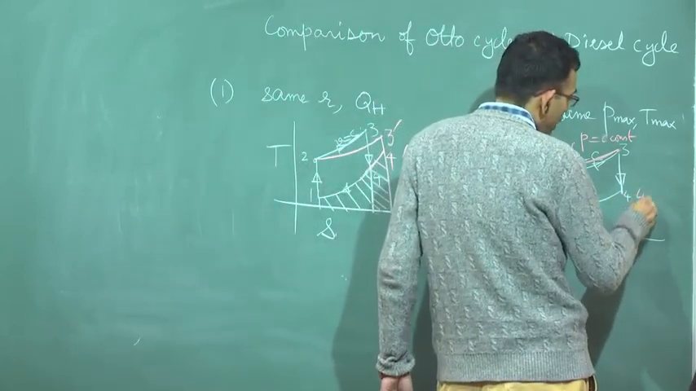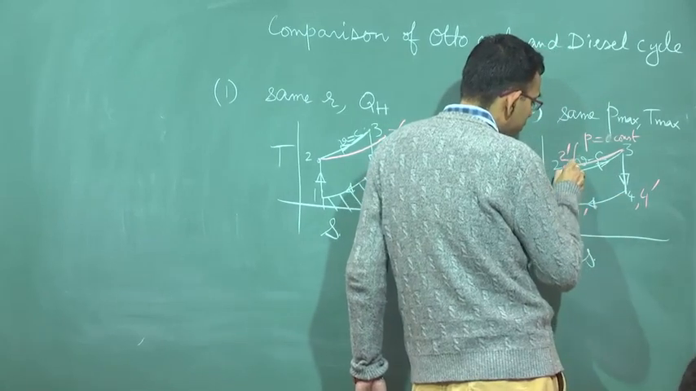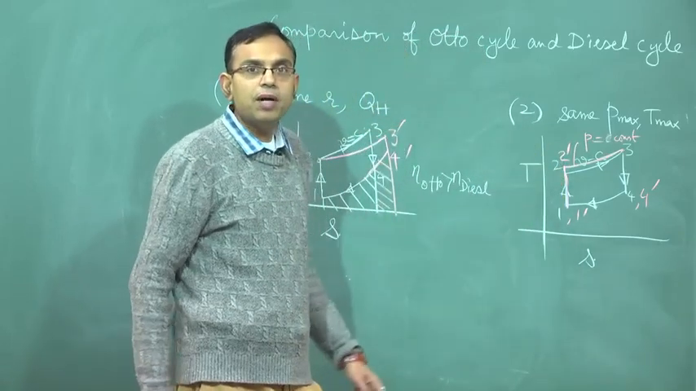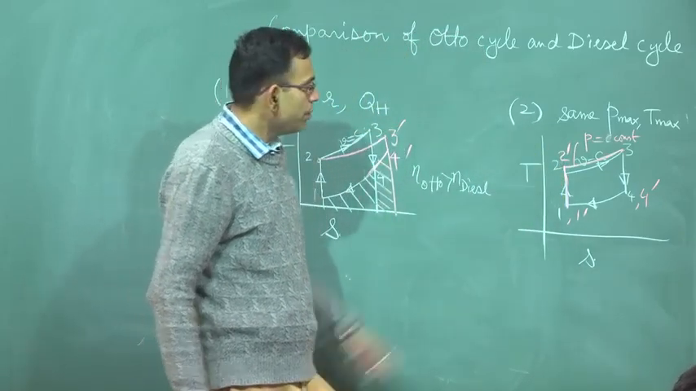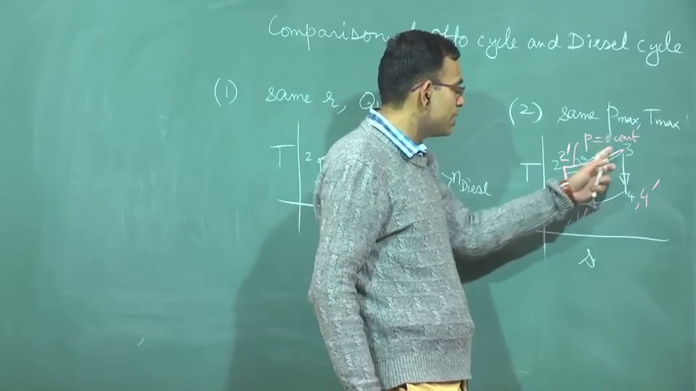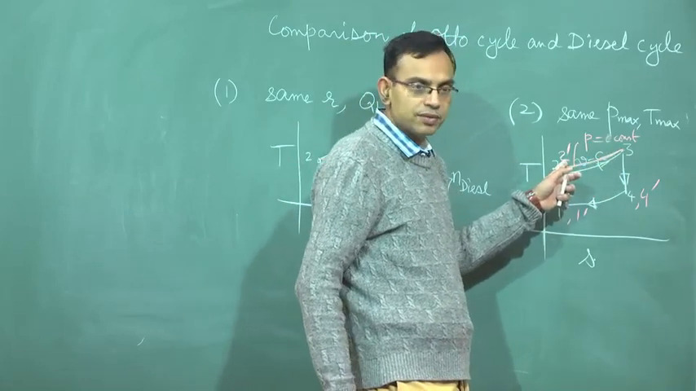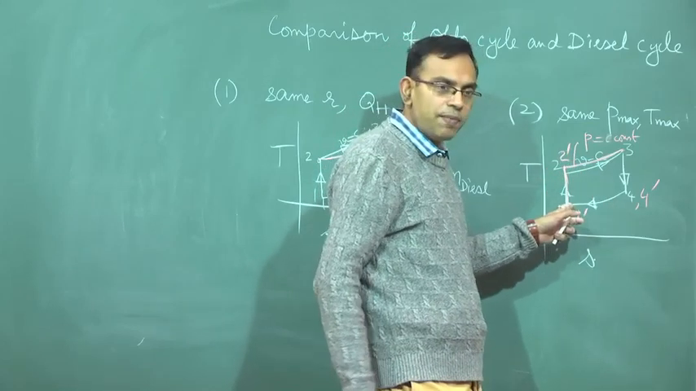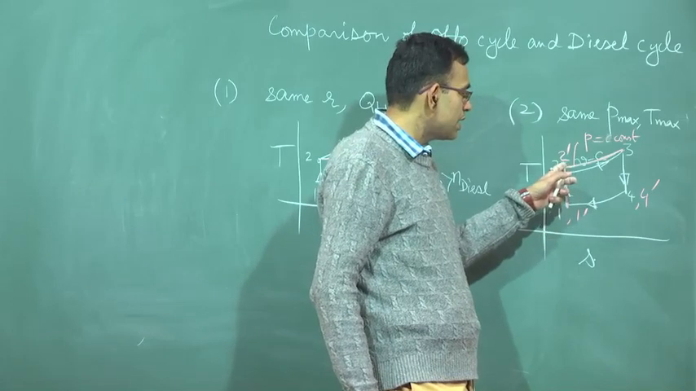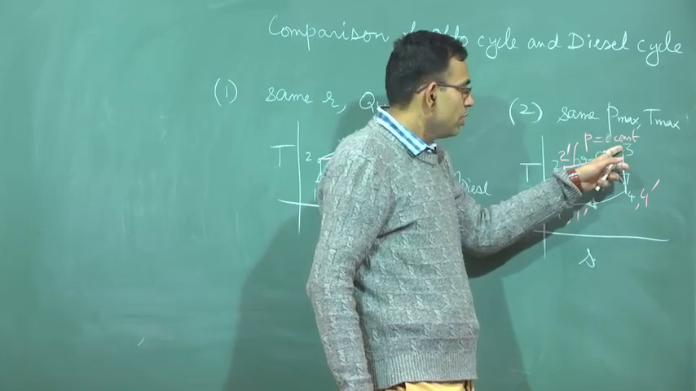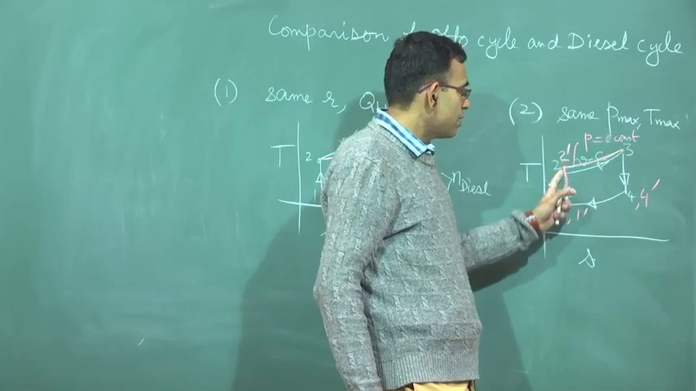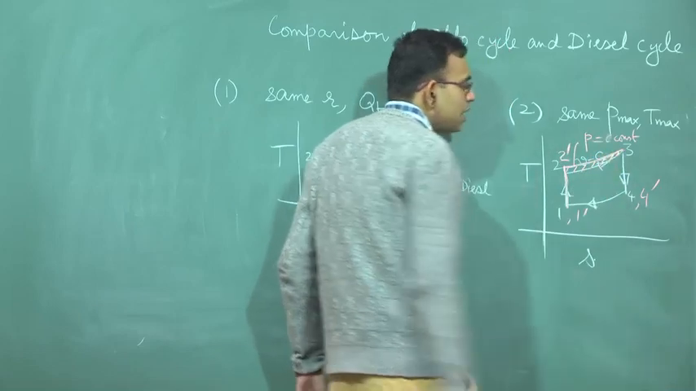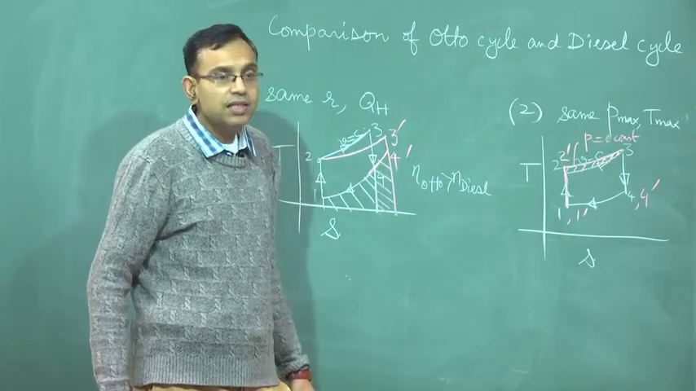If you keep 4, 4 prime and 1 prime the same, the point 2 prime will be above the point 2 because it is less steep. The heat rejection being the same, heat addition is the area under the TS diagram from 2 to 3. Because 2 dash is above 2, you have an extra area representing extra heat addition for the diesel cycle.